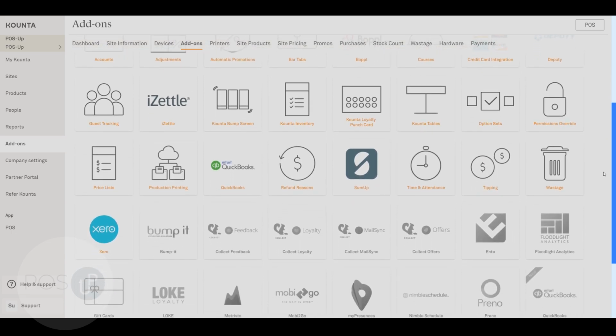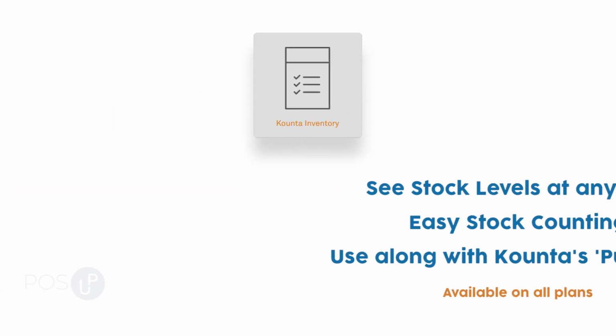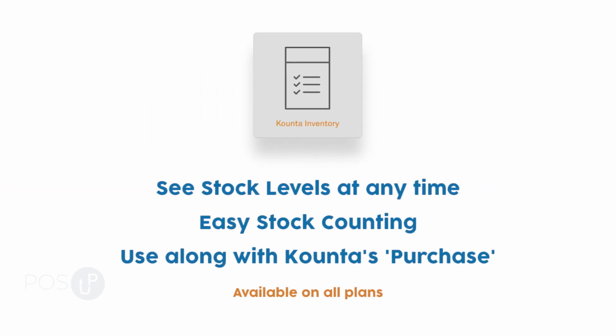Just like the reports, I'll quickly go through some of these add-ons one by one with a brief look at what they do. So, Accounts allows you to set up customer or corporate accounts for large-scale long-term spending. You can then schedule and email out summaries and invoices to customers for payment. Inventory allows you to keep track of what you've got in stock and create purchase orders to update stock levels when you get a delivery.